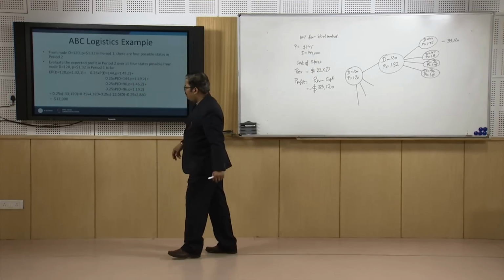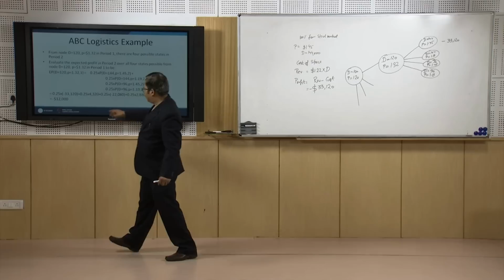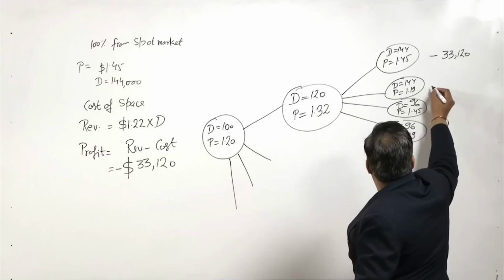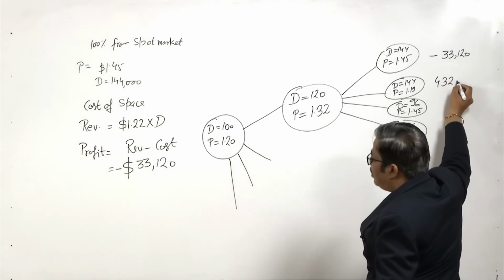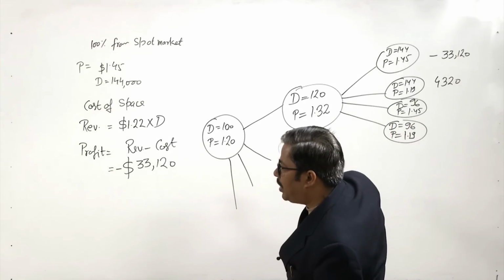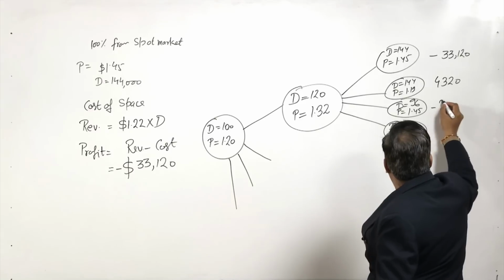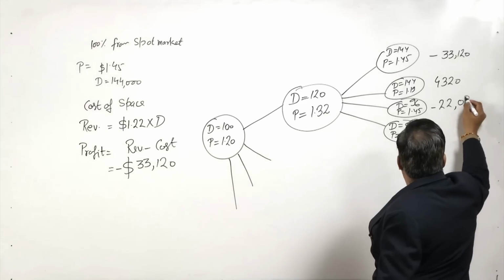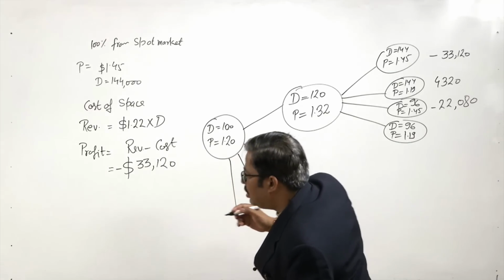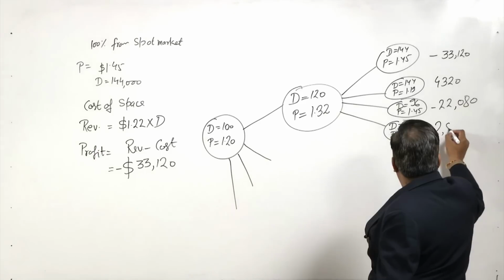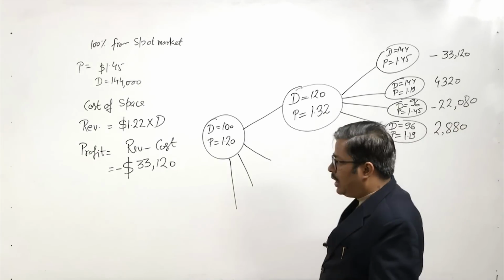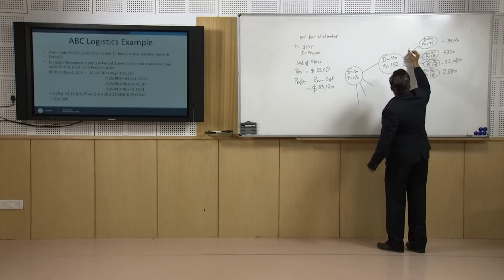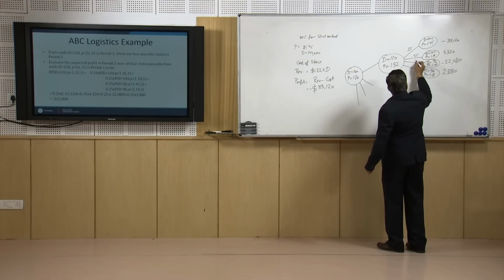Now when you have the calculation, these values are coming like that. Here it is coming 4,320, this value is coming minus 22,080, and this value is coming 2,880, and the probabilities are the same, 0.25, for all these different states.